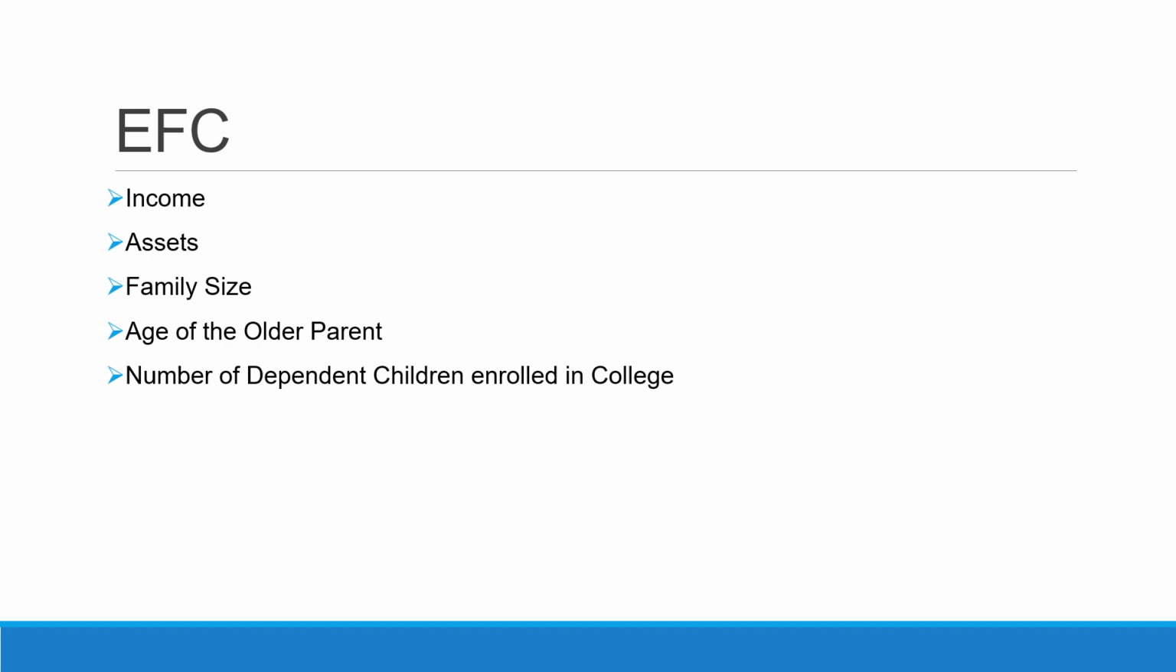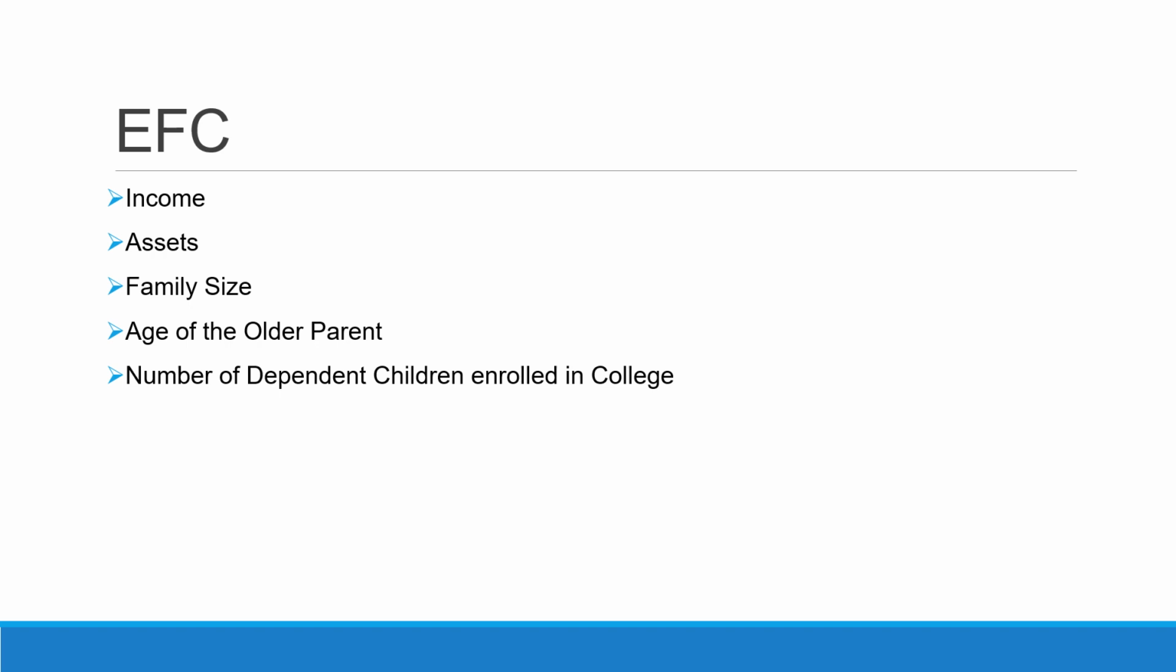The student contribution is straightforward. The student's income is reported. Any assets that they might have are assessed at 20%. For example, if a student has $1,000 in a savings account, $200 is assumed to be available to help meet the cost of education. The parent contribution gets a bit more complex.